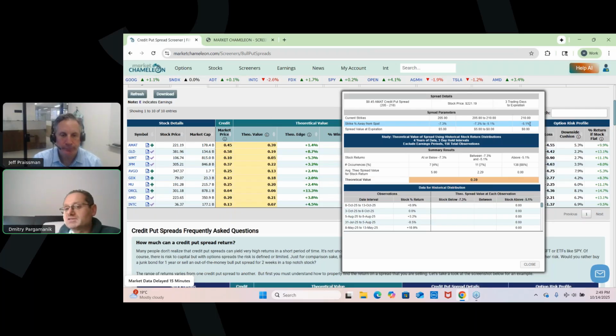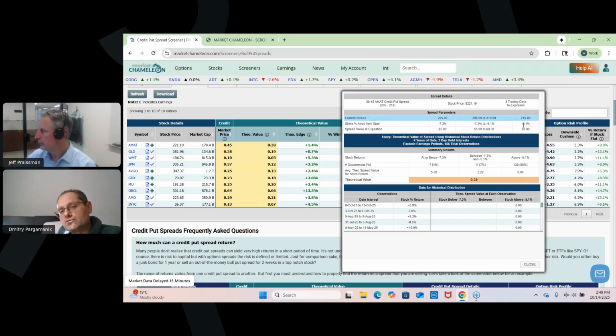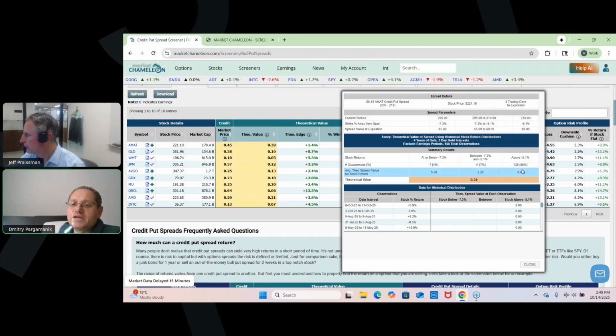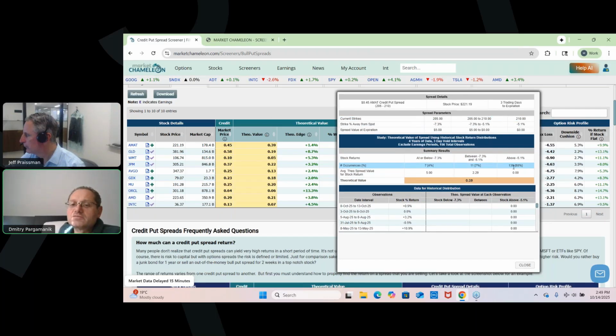So if it's unchanged, you're fine. If it's down 1%, you're fine. Down 2%, up 1%, 2, you're fine. So the stock has to not fall more than 5.1%, and then the in between is 7.3% to 5.1%, where it'll be worth anywhere between 5 and 0. Now that we know this information, we know in 3 days how often the stock didn't go down by more than 5.1%. That happened 88% of the time, right? That's part of the win rate.